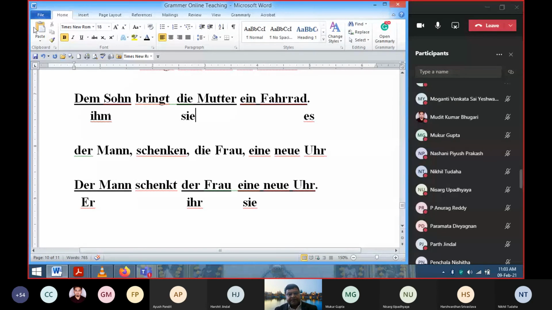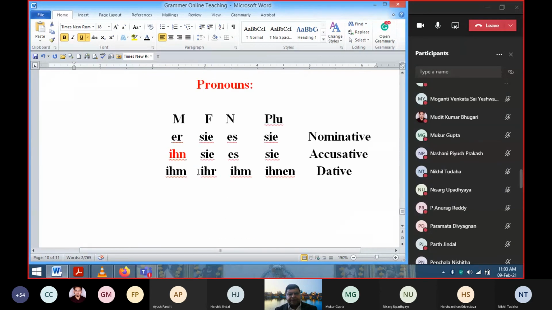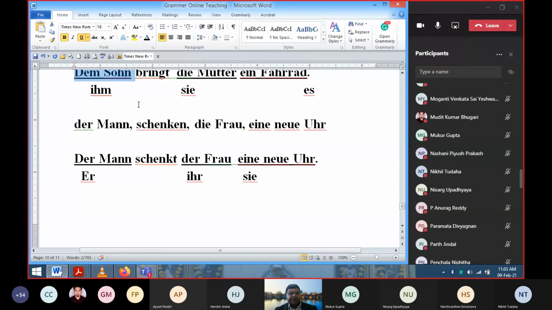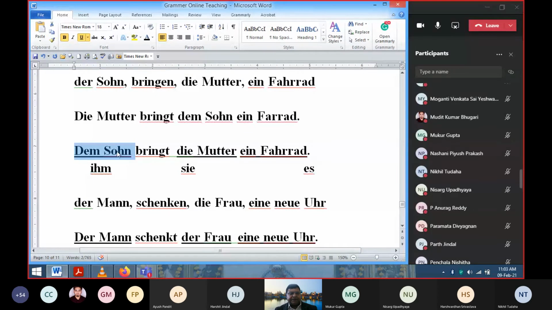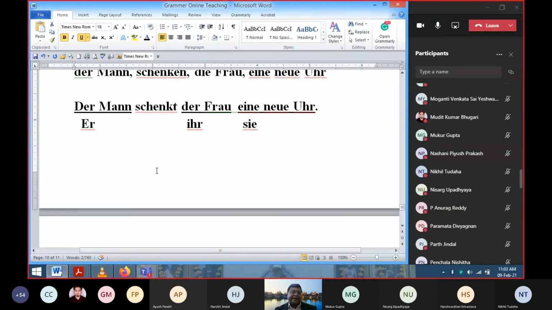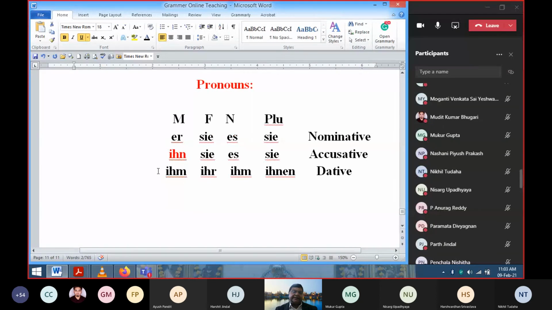So when you are replacing the pronoun, always just see what is the number, gender and case of the noun, and accordingly you select the appropriate pronoun from here. If this particular noun is nominative, accusative or dative, you select. Suppose here dem is a dative article. Dem indicates that it must be dative. So you have to select something from here. Now here there are 1, 2, 3, 4: ihm, ihr, ihm, ihnen. This ihm is for masculine, this is for feminine, this is for neuter, this is for plural.